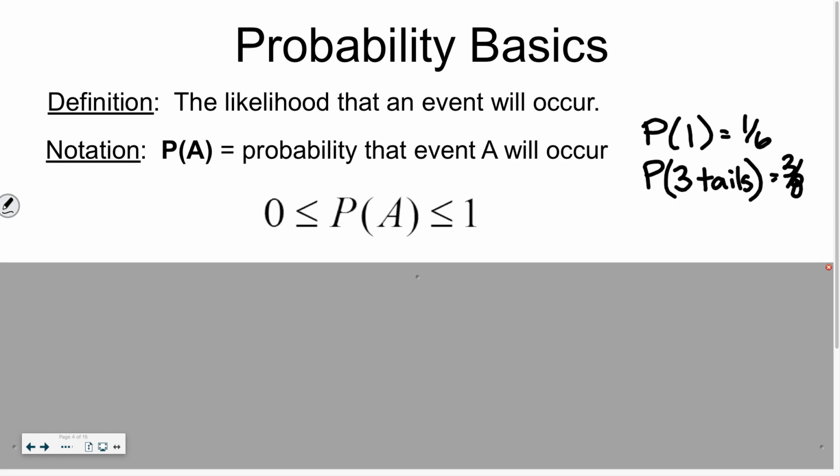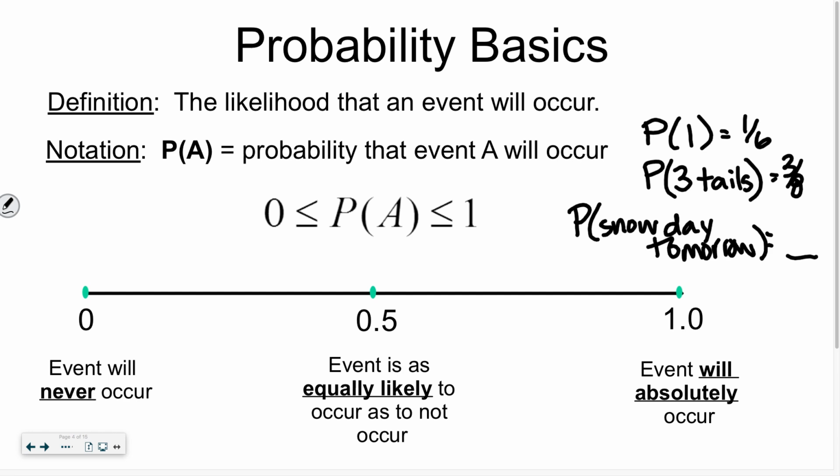Or we could say, what's the probability of a snow day tomorrow? And you'll check your snow day calculator, right? Yeah. Nice. Oh, that was weak. Oh, yeah, that's 50% yes. Yeah, but also 50% no. Let's not be negative.